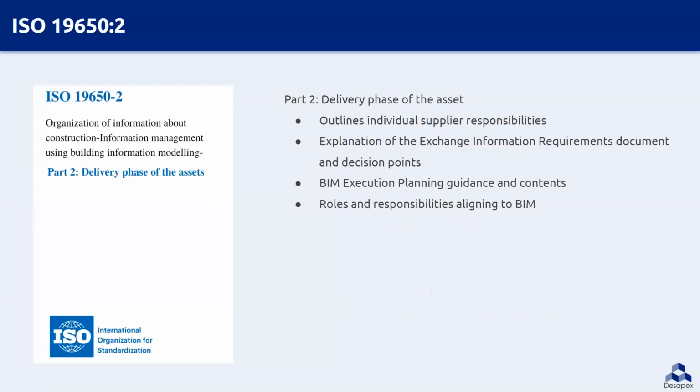So ISO 19650 Part 2. Part 2, which is the main topic for today's webinar, describes the delivery phase of the asset, guides us on the activities and documents to be created in the delivery phase. It outlines individual suppliers' responsibility involved in the project while creating the information, explains the exchange information requirement document and key decision points. It says the need for a BIM execution plan, and guidance and contents to create a BIM execution plan are explained. It says the roles and responsibilities of people involved in the project, including the appointing party. So these are some of the key points covered in ISO 19650 Part 2.